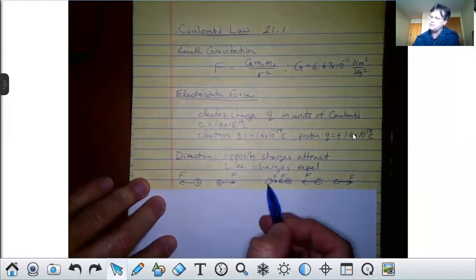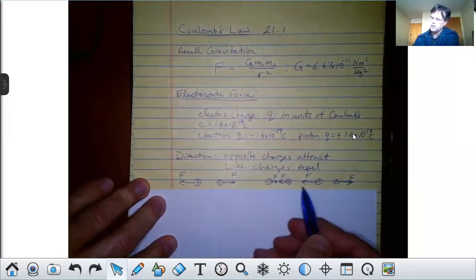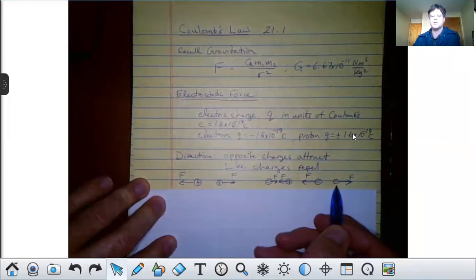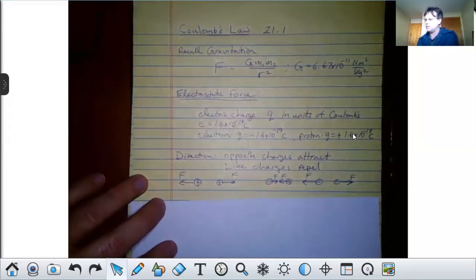Now, if I have a negative and a positive charge, opposite charges, they will attract one another. Again, two negative like charges will also repel. So that is the rule we'll always use to get the direction of the force between two electric charges. Now, what about the magnitude?